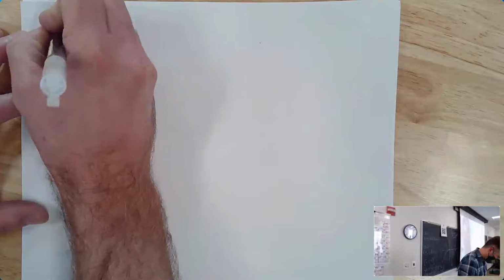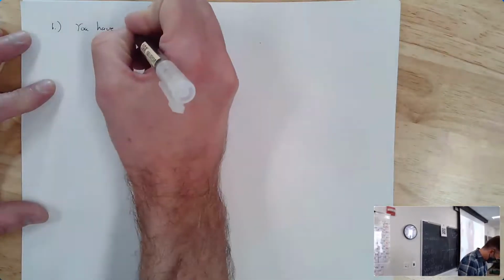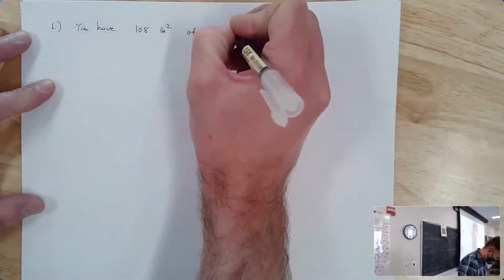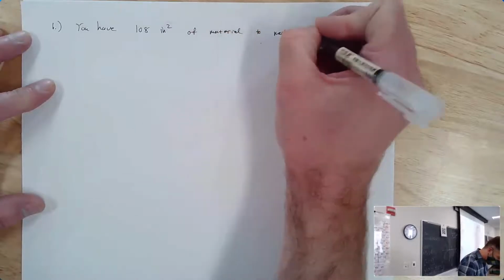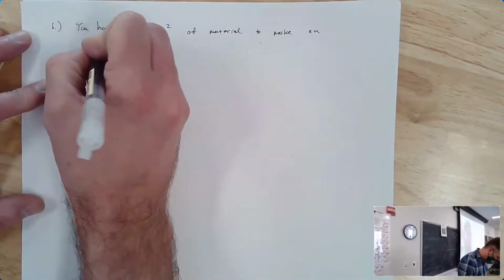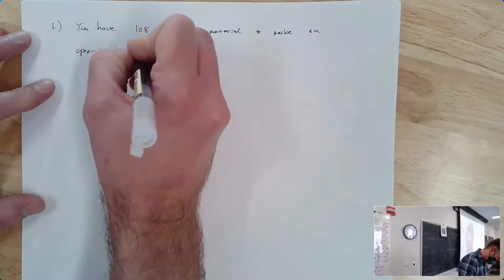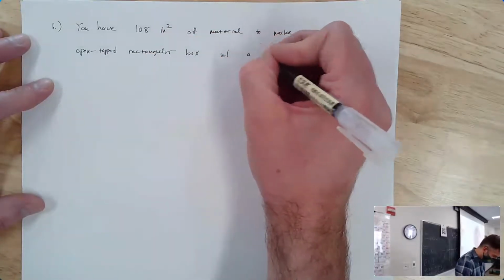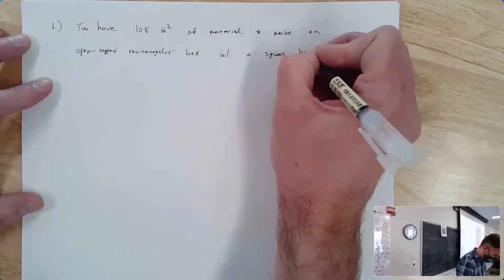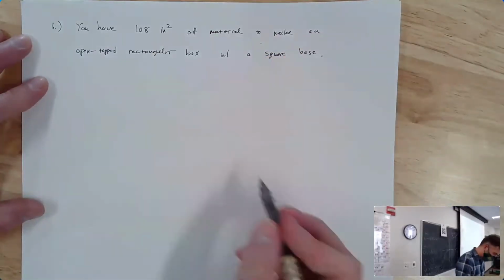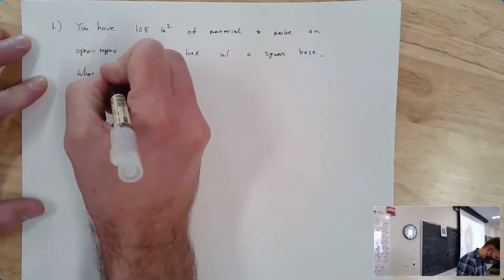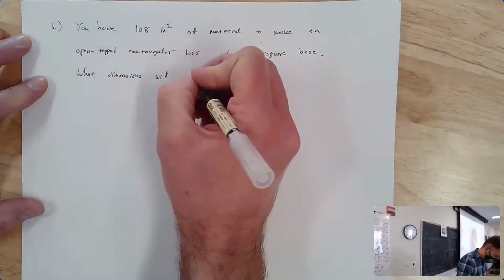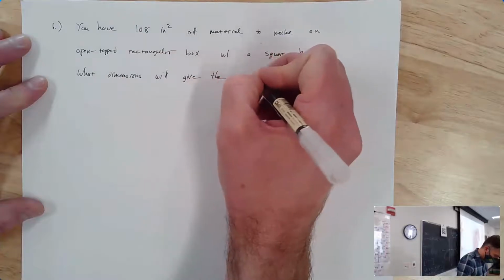You have 108 square inches of material to make an open-topped rectangular box with a square base. What dimensions of this box will give us the maximum volume? Because we want to hold all the stuff.